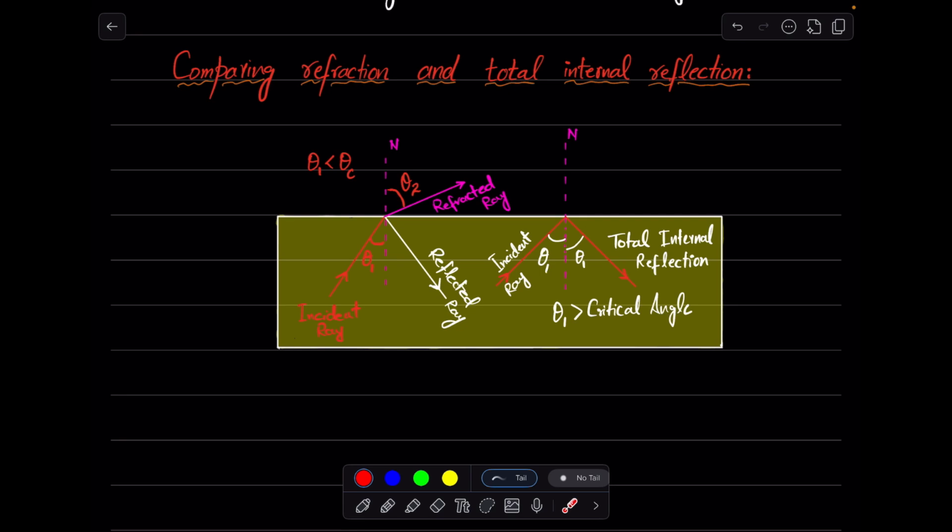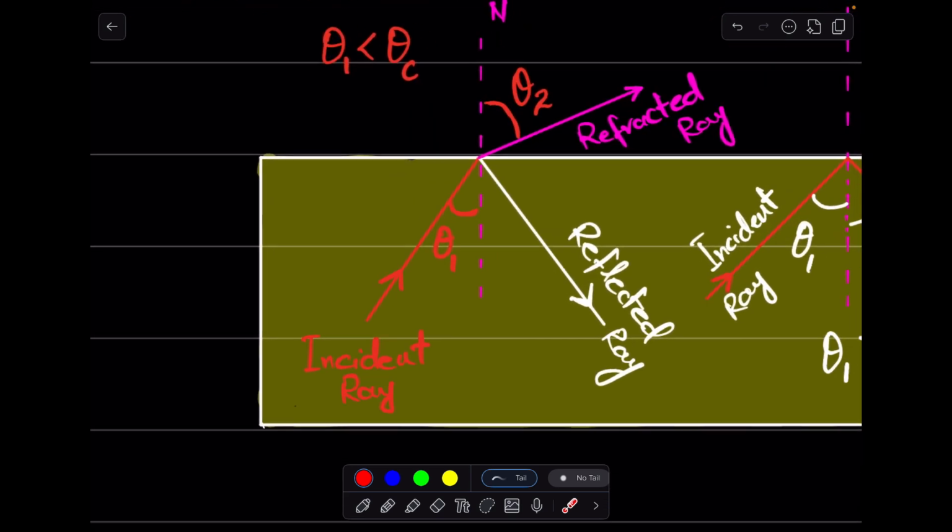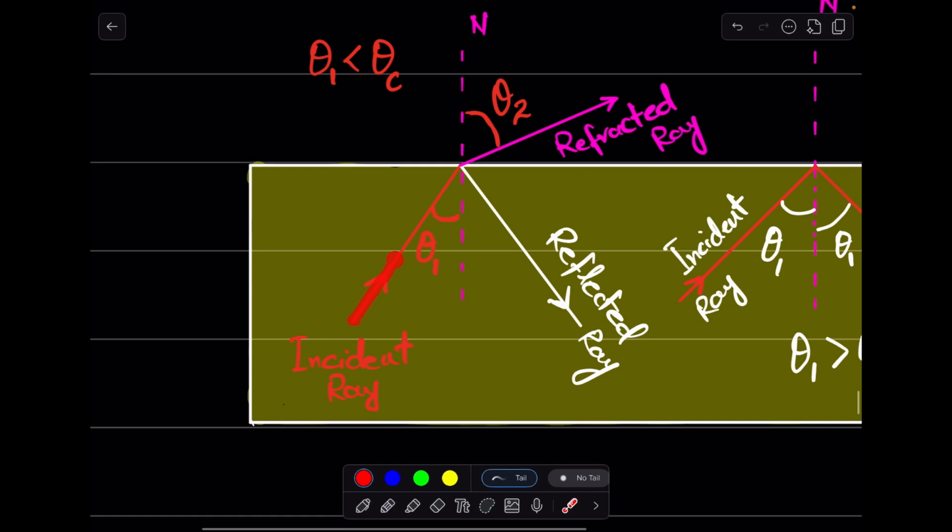Let's first see the simple reflection case. Let's suppose this is the incident ray of light that is hitting at this point. When it is incident at this point on the boundary, its angle is less than the critical angle, so it will refract into the second medium, and a part of it will be reflected back into the same medium. But that is not total internal reflection. Why not? Because it's not totally reflected back. Part of it is going into the second medium.